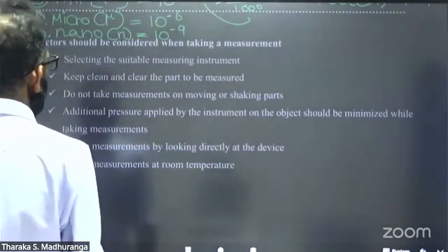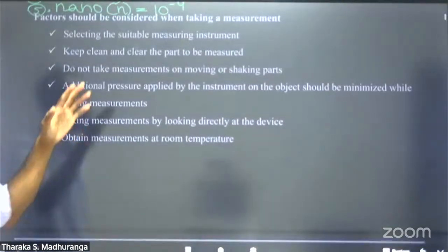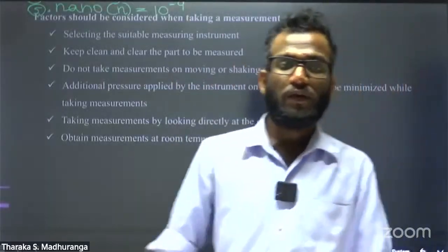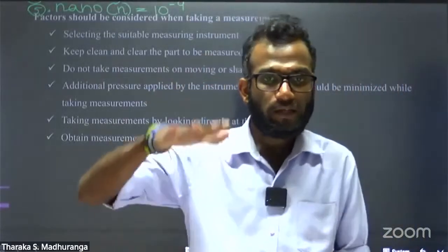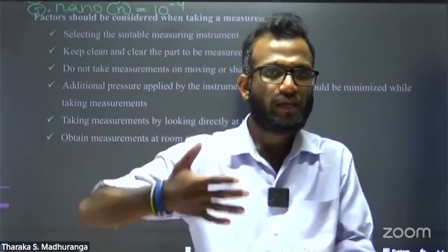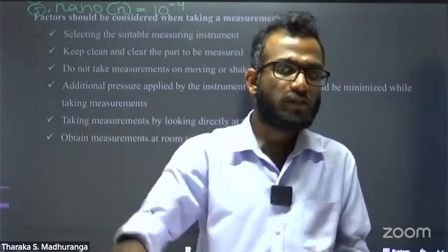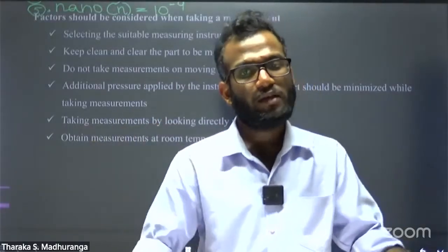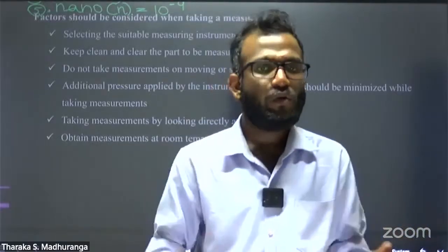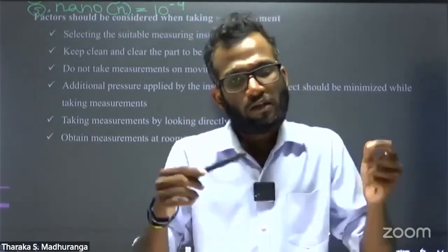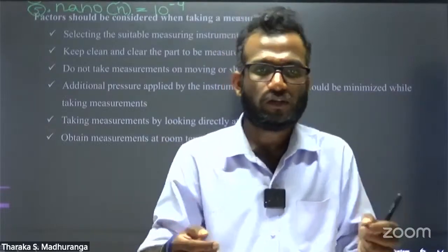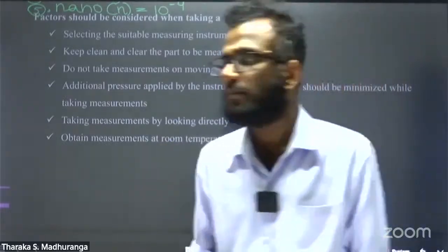The fourth one is additional pressure, which you have to avoid. If any additional pressure is applied on a rubber-like deforming object, whose shape can change, the object is deformed. Then can you get the accurate measurement? No. Therefore, taking a measurement is always a very smooth process, and you need to take it carefully.